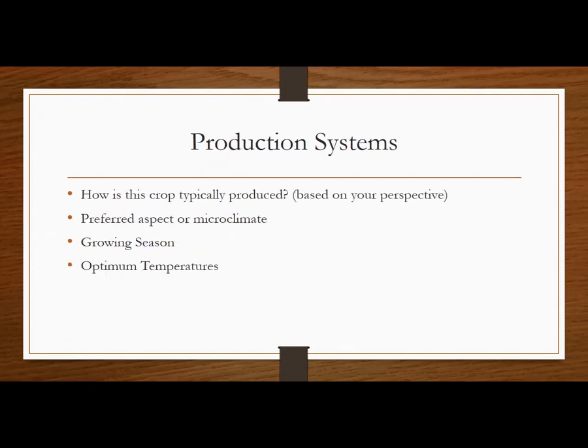How is the crop produced? What are its production systems? Again, based on your perspective. Does it have a preferred aspect or microclimate? Maybe somebody chooses to grow ginseng. It's an alternative crop for sure. Where does it like to grow? For whatever reason, ginseng tends to prefer northeastern facing slopes. What is the growing season? What are the optimum temperatures?